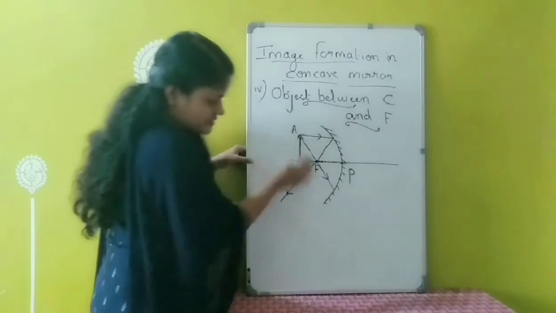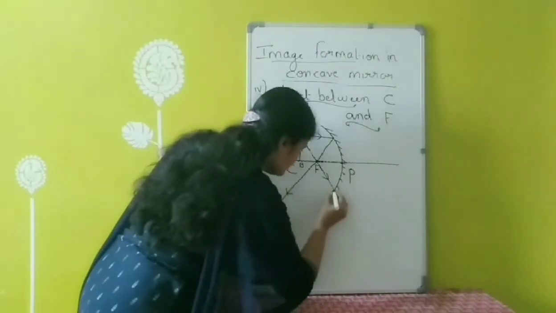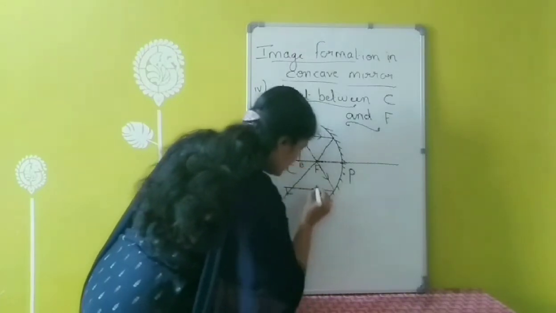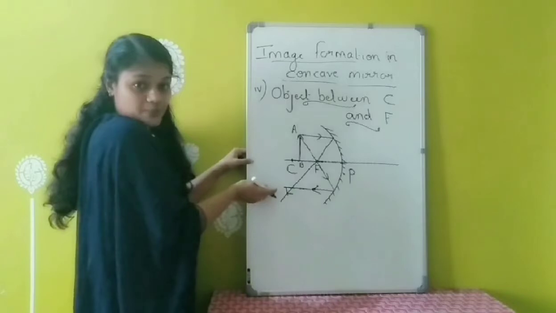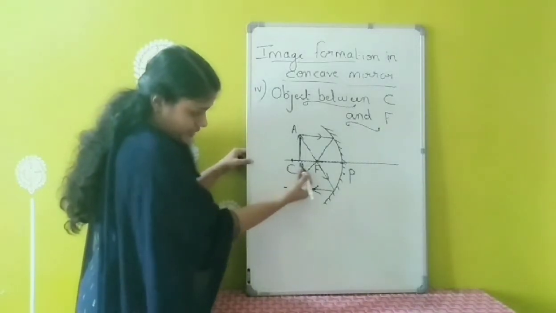A light ray passing through focus meets the mirror. So after reflection, it passes parallel to the principal axis. Here both the light rays are meeting at a point beyond C.